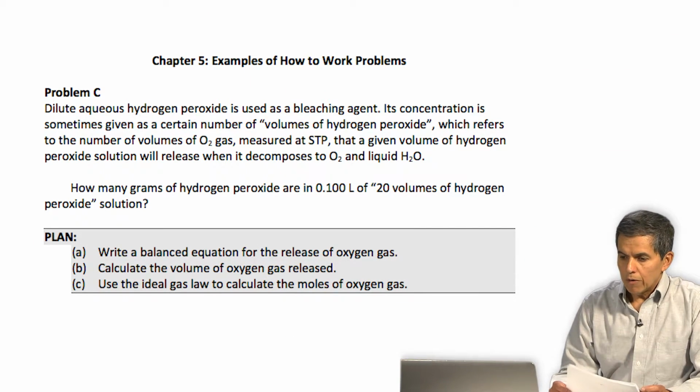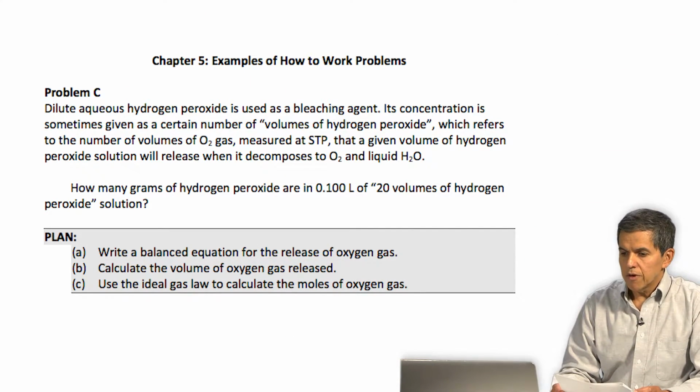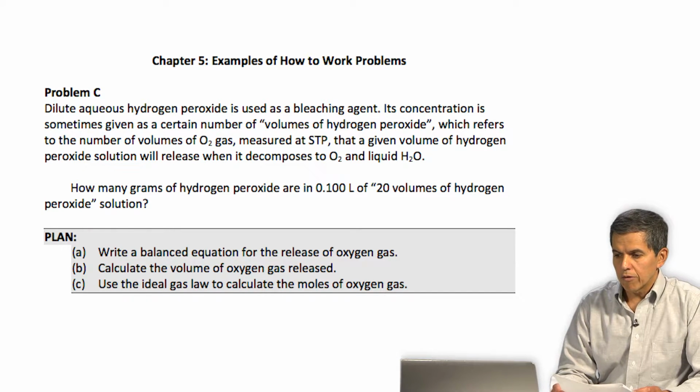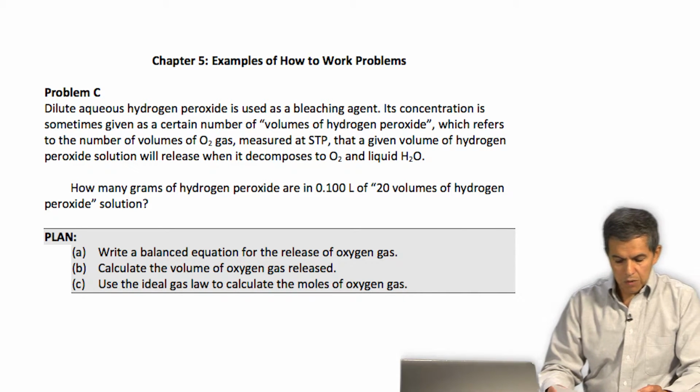The plan to solve problem C consists first of writing a balanced equation for the release of oxygen gas from hydrogen peroxide. Then we can use this expression or the ideal gas law to calculate the moles of oxygen gas that had been produced. So let's begin.